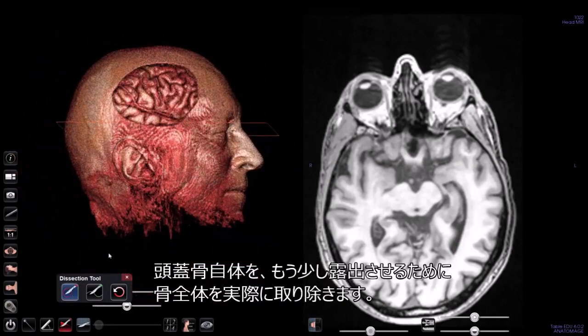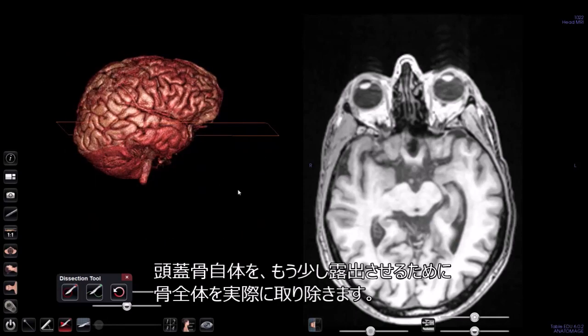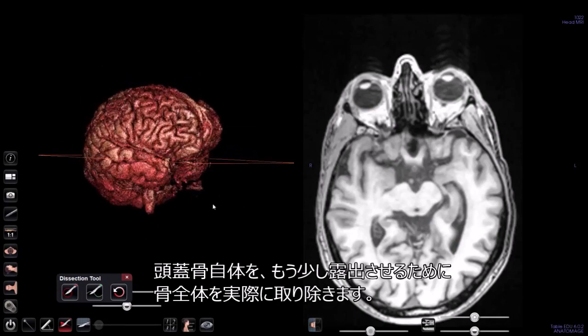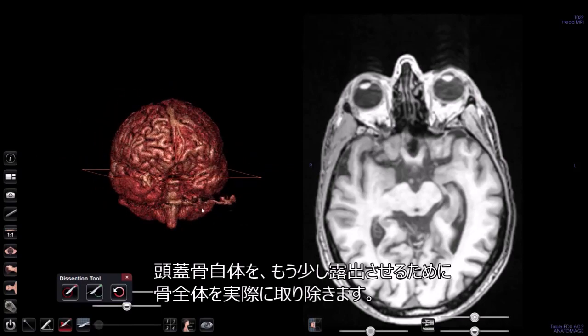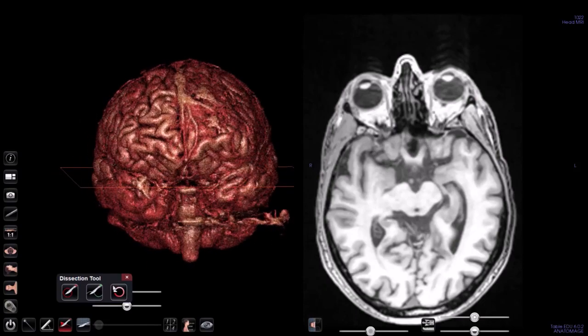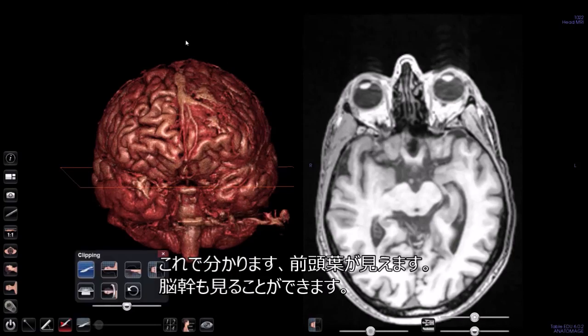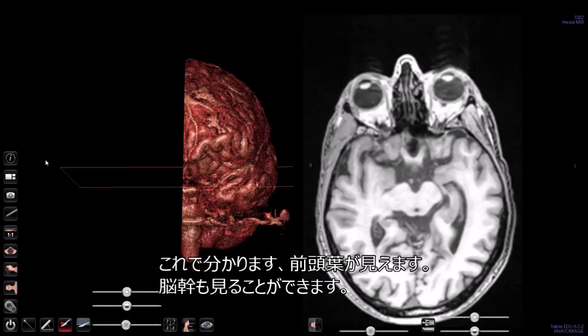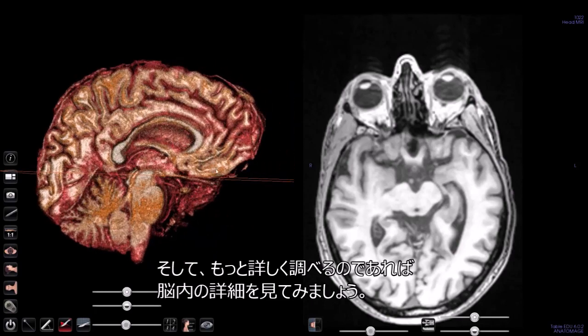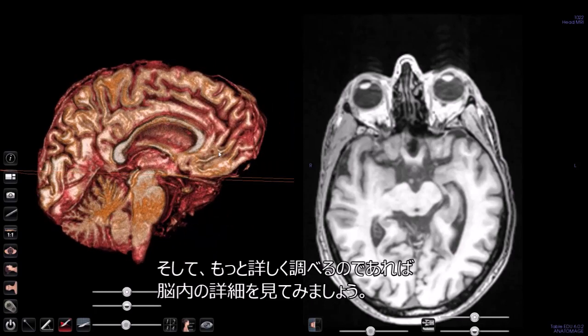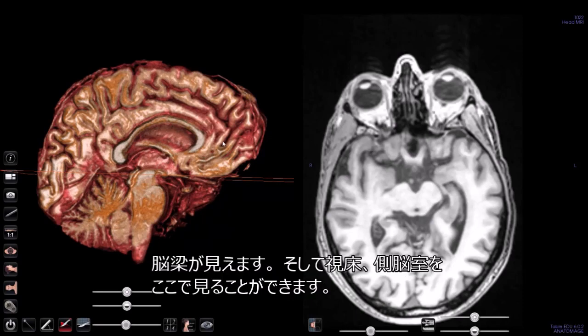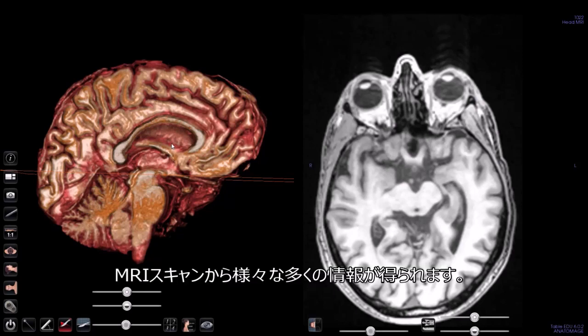Now that we can see that, I want to do this a bit further. So I want to eliminate the entire skull to have the brain be exposed by itself. Now that we can see this, we can start to see the frontal lobe, we can start to see the brainstem. And if I continue to dissect it a bit further, we could take a look inside and start to see more minute details within the brain. We can see the corpus callosum, we can see the thalamus, the lateral ventricle here. All of these different components we can get just from an MRI scan.